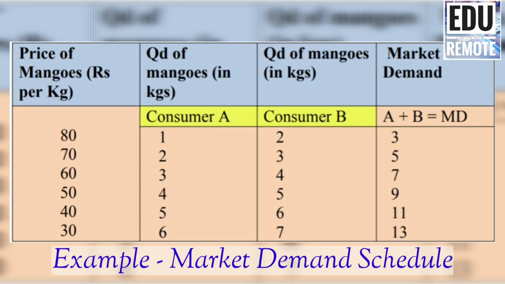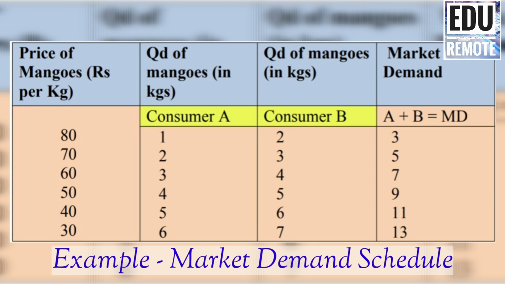Consider this market demand schedule. As discussed, it shows the total quantities of the commodity mangoes as demanded by the individual buyers in a market, such as consumer A and consumer B, at various prices as is given in this table on per kg basis in a specific time period. Thus, the market demand is the summation of the quantities demanded by consumer A and consumer B. So, market demand is A plus B.